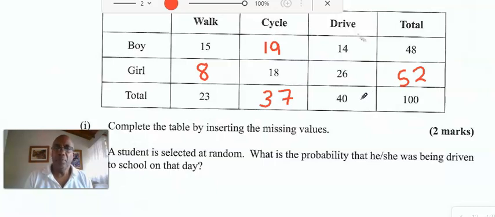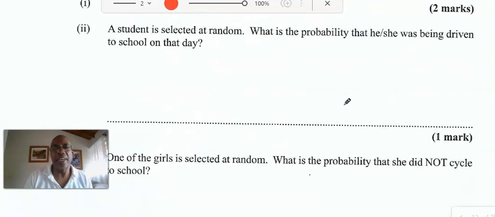Probability is a fraction between 0 and 1. And we find probability using the equation, the number of required outcomes over the total number of outcomes. For this question, the number of required outcomes is the number of students who were driven to school, which is 40. And the total number of possible outcomes is the number of students, 100. So the probability is 40 over 100, a fraction.